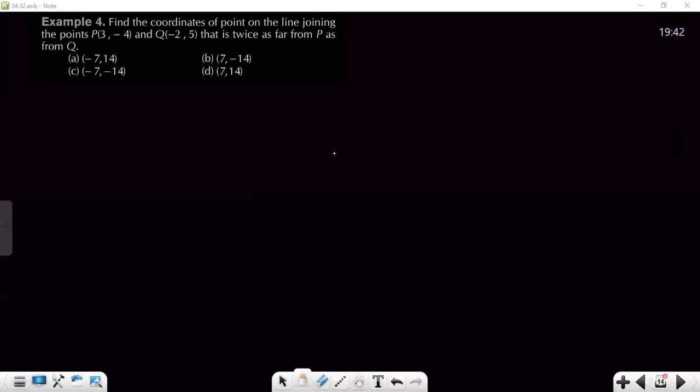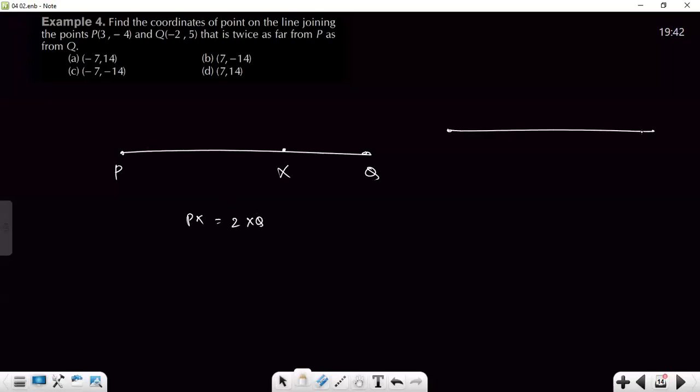Like if there's a line PQ, let's consider this point as X. There may be a situation that PX is double of XQ, or it may also happen on external division that P and Q are here and X is here. It may also happen that PX equals 2QX. So both internal and external division can be possible. We are just going to solve the question now.